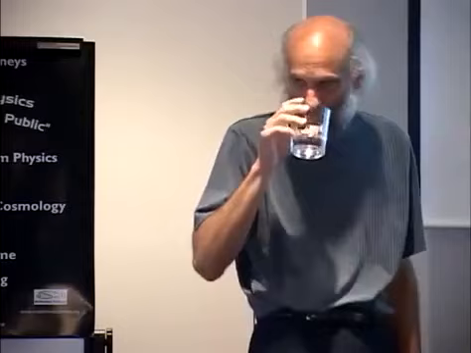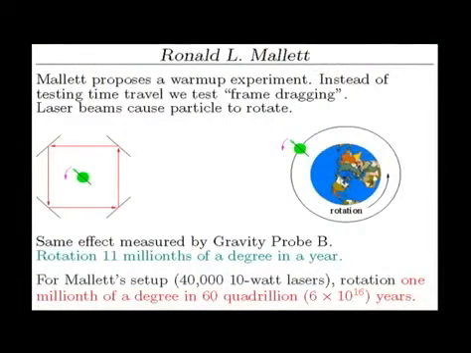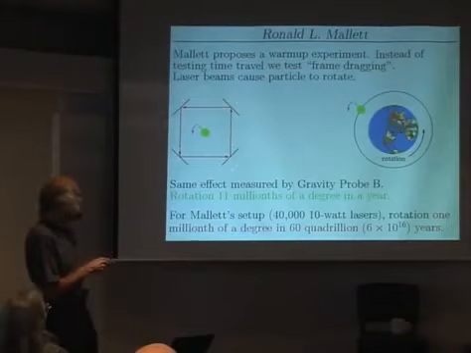And just to show that this engineering is not around the corner, I did a little calculation. Millett proposes a warm-up experiment. His machine for going back in time consists of lasers circulating around like this in a square. These would be mirrors. And he says the first thing we're going to do before we test out time travel is we're going to test out frame dragging.